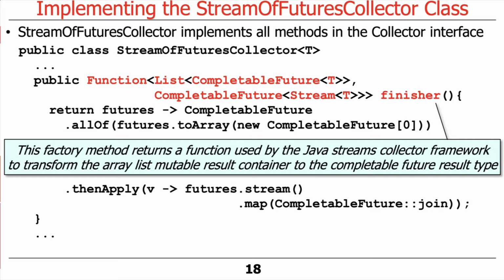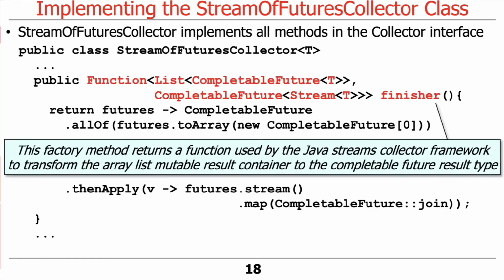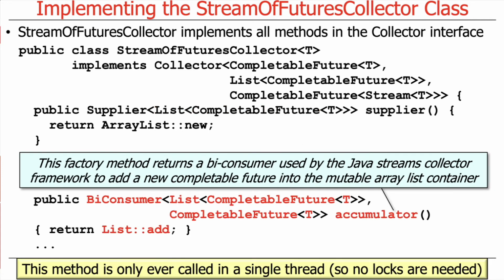This is the one that does the cool stuff. Remember, finisher is the factory method that's used by the Java Streams Collector framework to transform the array list, which is the mutable result container, into the final completable future result type, which in this case, as you can see, is completable future to stream of T. And here's how it works. Internal to the framework is the futures mutable result container, which is an array list, as we saw, because that's what was created by this.